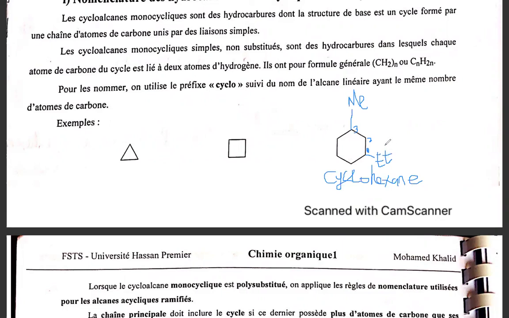Therefore, the name would be, this is the same example I gave for this one. The name would be at position 1, you have 1-ethyl. Position 3, you have methyl. And a cyclohexane.